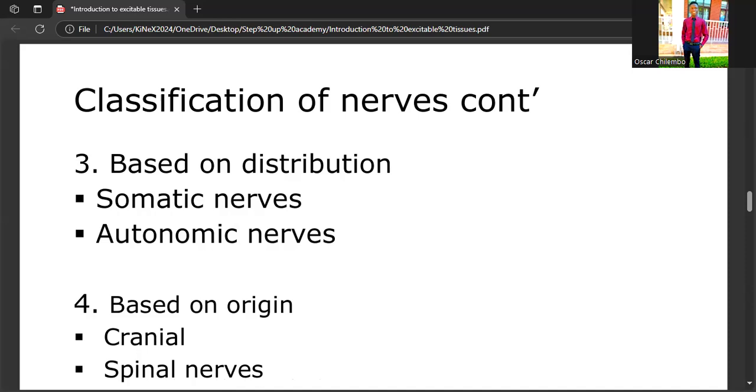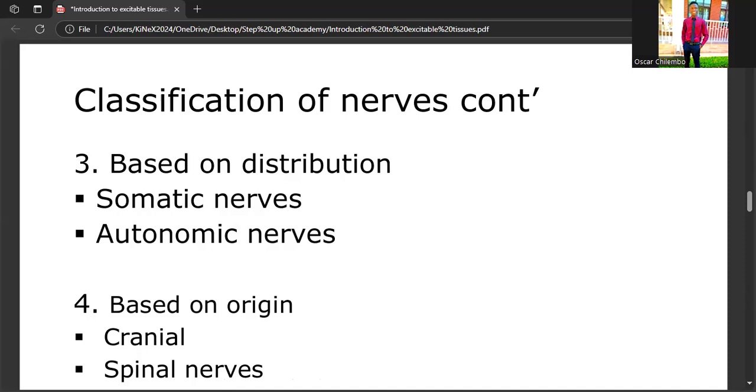But for all the parts that are innervated by the autonomic nervous system, they do things by themselves. The best example of an organ supplied by the autonomic nerve is the heart. The heart pumps blood on its own. You don't tell it; even when you're sleeping, it pumps on its own. So that's what is based on distribution.